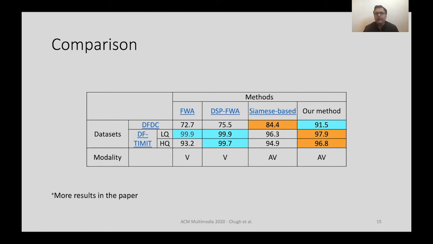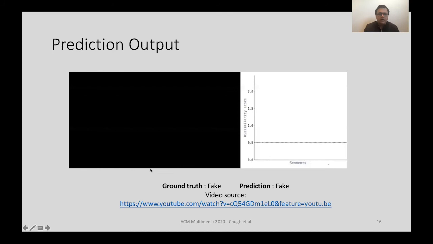Now it should be noted that the latter DFTIMIT dataset is smaller in size, and that could be attributed to a higher cost for even a small mistake in the dataset. Now let's look at some qualitative results. So here we have a manipulated video, and on the right, we are going to plot the segment level score. So I'll play the video now.